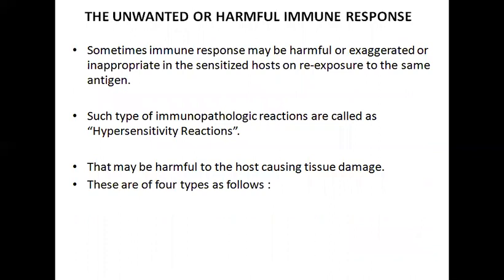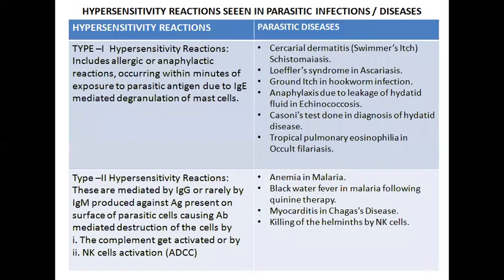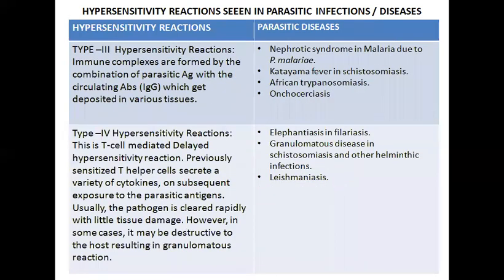And then we have the unwanted or harmful immune response. Sometimes the immune response is harmful, and this is called the hypersensitivity reaction. There are 4 types of hypersensitivity reactions: type 1, type 2, type 3, and type 4. And all of these will play a role in parasitic diseases.